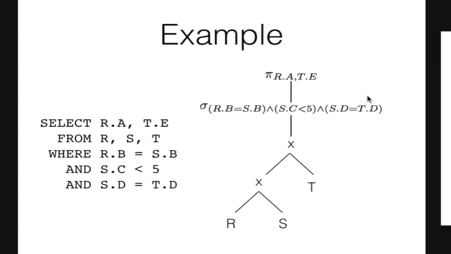So I can split up that selection. How would I split it up? Kind of intuitively, what am I trying to do here? I'm trying to create joins in principle. So I'd like to at least pull out the R.B and S.B. Oh, sorry, the S.D and T.D.